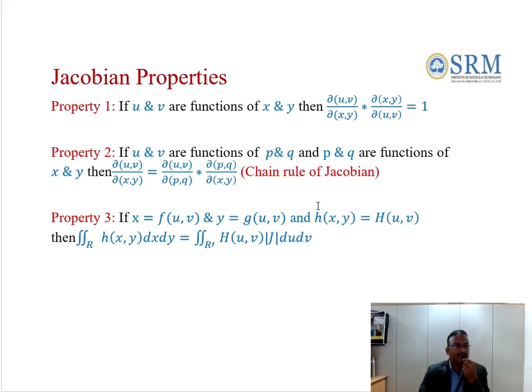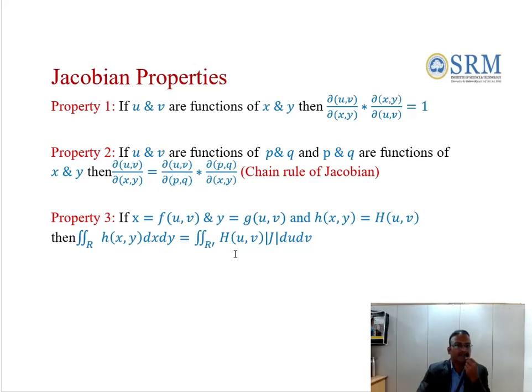Then the third property is, if x is a function of u and v, and y is some other function of u and v, and if we define h equal to some function H of u comma v, then the double integral over the region R of h of x comma y dx dy is the same as the double integral over another region R dash, sometimes we may have the same region, of H of u comma v times the determinant Jacobian du dv. This is another property.